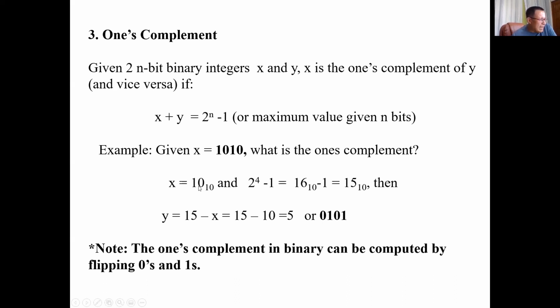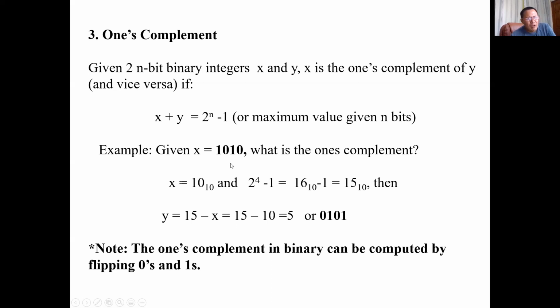So 1010 is 10. 15 minus 10 is 5. Which means that 5 is the 1's complement of 10. Why is that? Because 10 plus 5 is equal to 15, and 15 is 16 minus 1. You follow? Do you get my point?